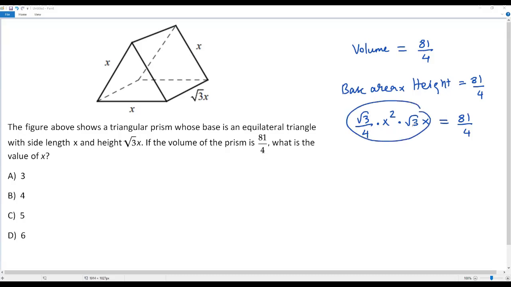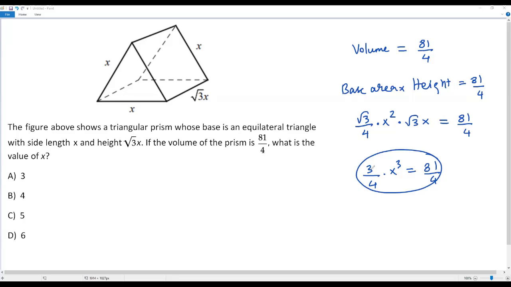Okay, now we can simplify the expression on the left side. When I multiply this square root of 3 and square root of 3, I'm just getting 3, divided by 4 times. When I multiply this x squared and x, I'm getting x to the third power equals 81 over 4. Since my aim is to solve for x, I have to isolate x in this equation. For that, I have to get rid of this 3/4 first. So to get rid of this fraction 3/4, I have to multiply both sides of the equation by the reciprocal of this fraction, that is 4 over 3. Let me do it. When I do so, this 3 will cancel, this 4 will cancel out, and the 4 will cancel. 3 goes into 3 one time, and 3 goes into 81 twenty-seven times. And now we get x to the third power equals 27.